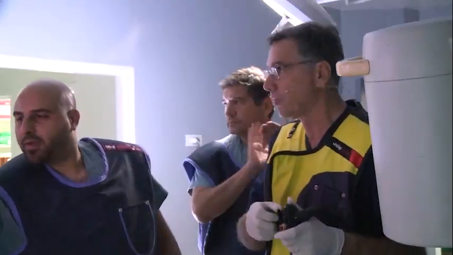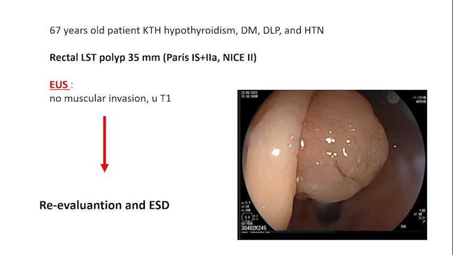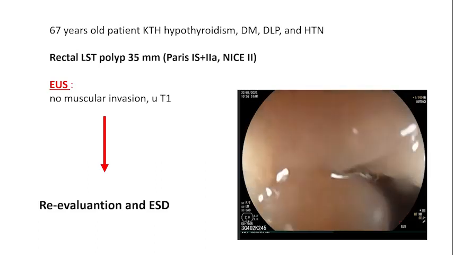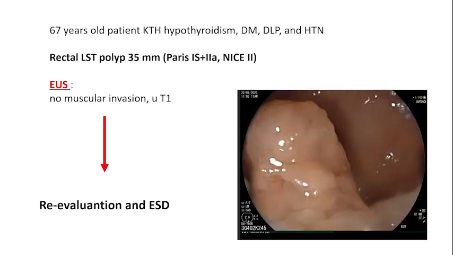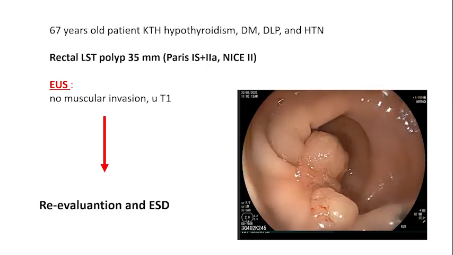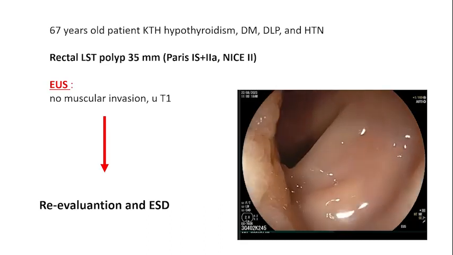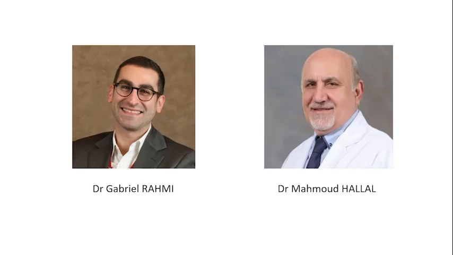Okay, so now with the third case of our LIVE4, a 67 years old patient known to have hypothyroidism, diabetes, dyslipidemia, and hypertension. She has a rectal LST polypoid lesion of 3.5 centimeter, Paris 1S 2A with NICE 2. EUS was done, showed no muscular invasion, uT1. So now for re-evaluation and ESD, which will be done by Dr. Gabriel Rahme and Dr. Mahmoud Halal.